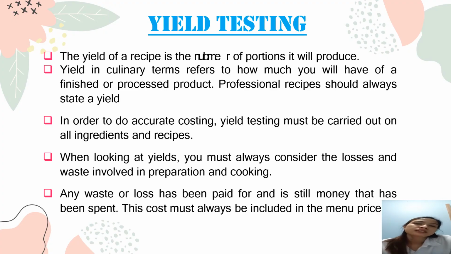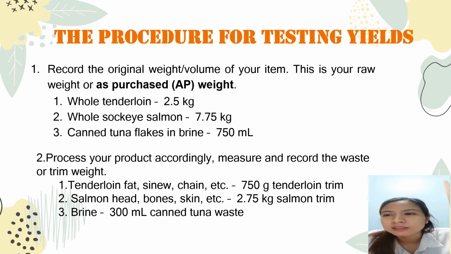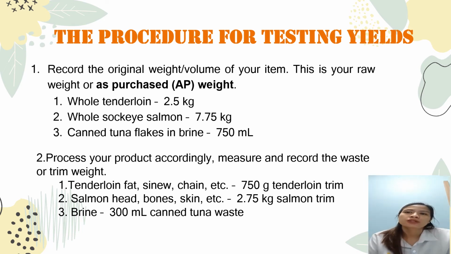So, yield testing naman, example ko dito is a 5 kilogram roast might be per case for $17 a kilogram. The cooked roast is to serve 250 gram portions as part of a roast beef dinner. After trimming and cooking, the roast will not weigh 5 kg but significantly less. So the procedure for testing yields: number 1, record the original weight, the raw weight per case, or AP weight.